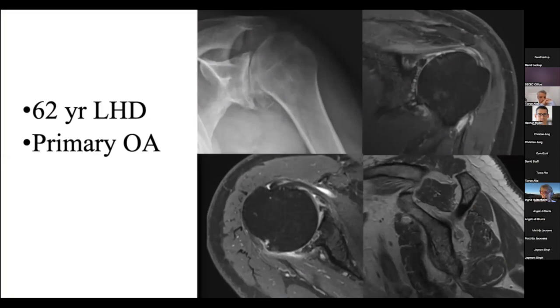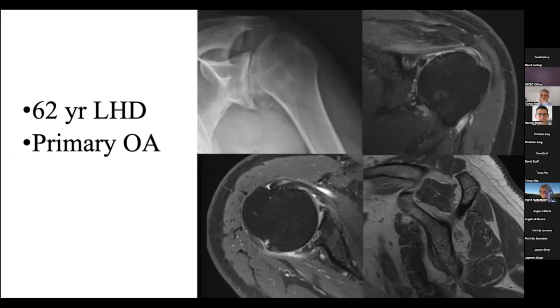Here's another example of a patient that can benefit from 3D planning. He's a 62-year-old left-hand dominant patient with primary osteoarthritis. On the MRI, we can see that the cuff is intact. There's some atrophy, but the tendon is still okay.